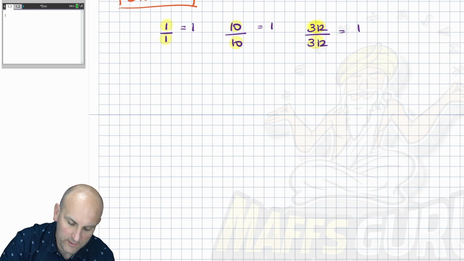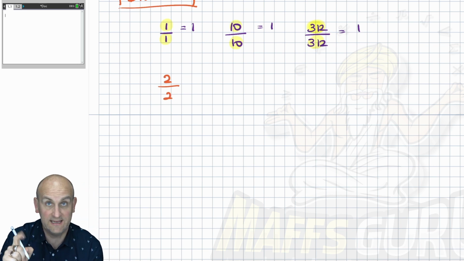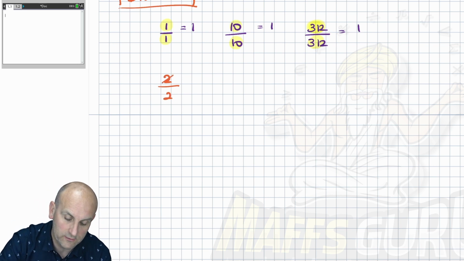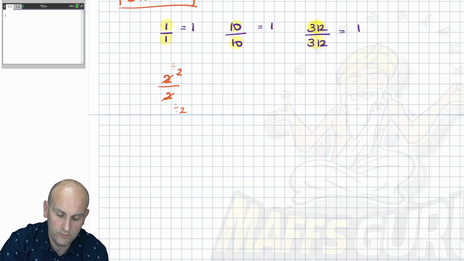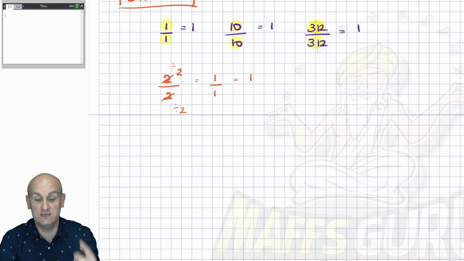And again, another way of doing this is if we got a 2 on the top and a 2 on the bottom, we know that by cancelling down, we can divide the top and the bottom by the same number. So they're both divisible by 2. 2 divided by 2 is 1. 2 divided by 2 is 1, and 1 divided by 1 is 1. So any number divided by itself is 1.